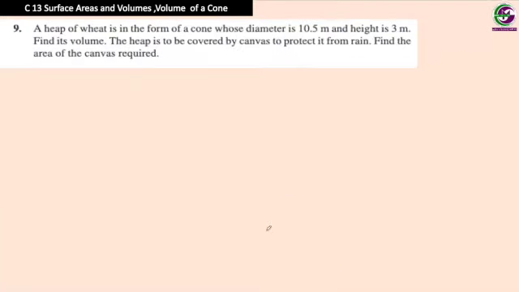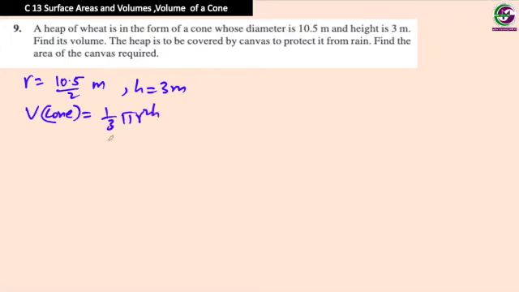Now moving on to the last question. A heap of wheat is in the form of a cone whose diameter is 10.5 and the height is 3 meters. Find the volume. So we have the diameter, so radius is 10.5 divided by 2 meters and the height is 3 meters. We have to find the volume of cone. 1 by 3 pi r square h. 1 by 3 times 22 by 7 times radius 10.5 times the height.